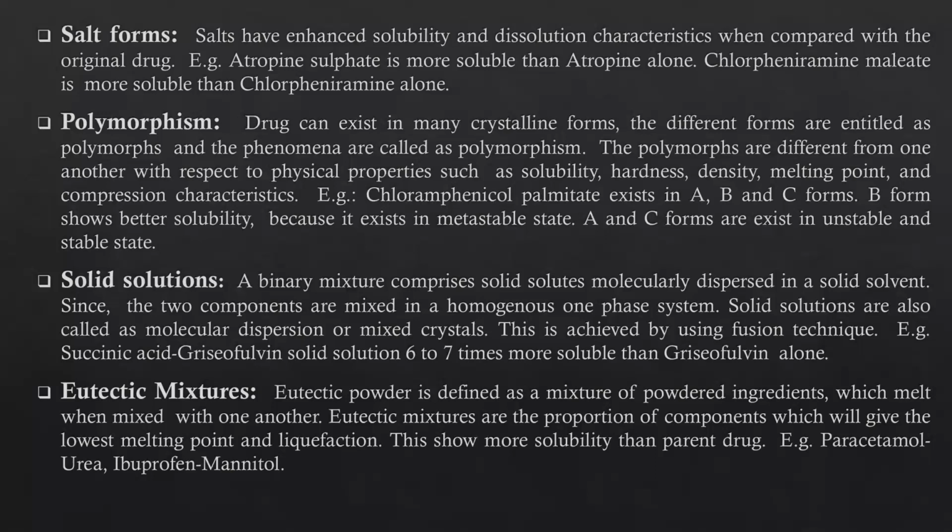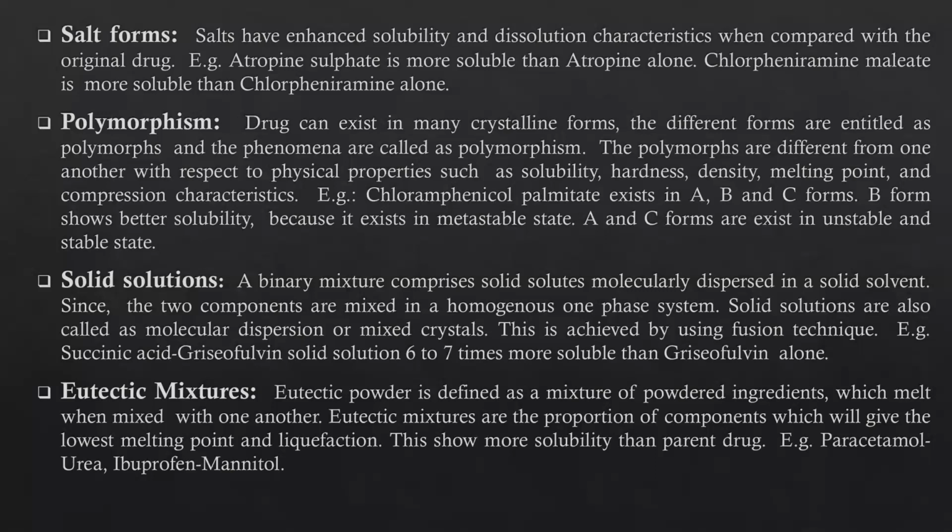The B form shows better solubility because it exists in the metastable state. We know the metastable state has the highest aqueous solubility. The A and C forms exist in the unstable and the stable state. The stable polymorphs have less aqueous solubility. So chloramphenicol palmitate in the B form, the metastable form, has the highest aqueous solubility and shows better solubility than the A or C form.